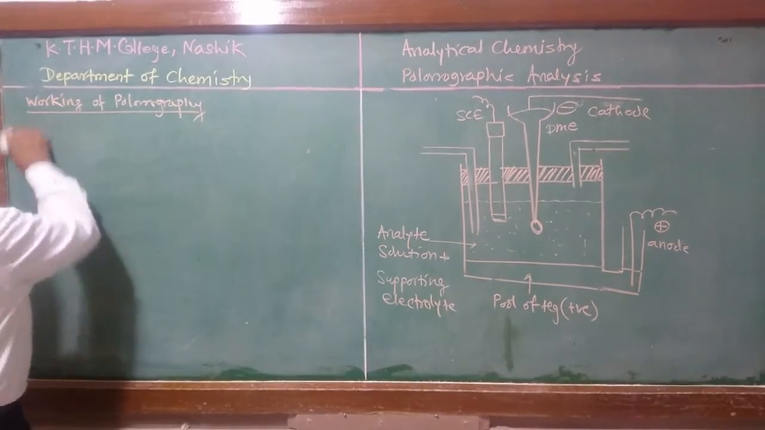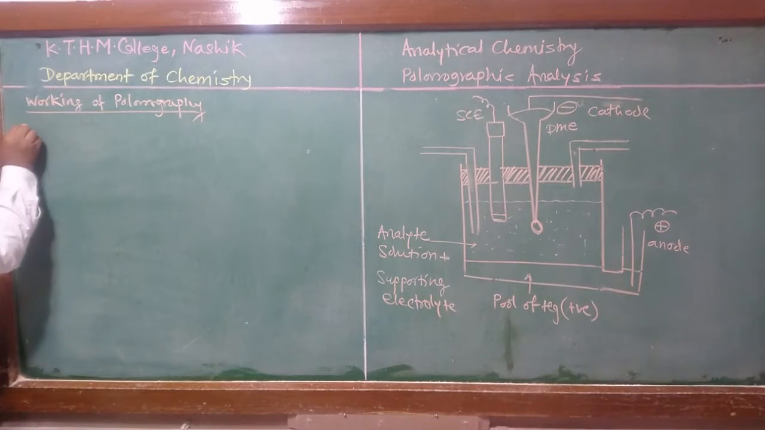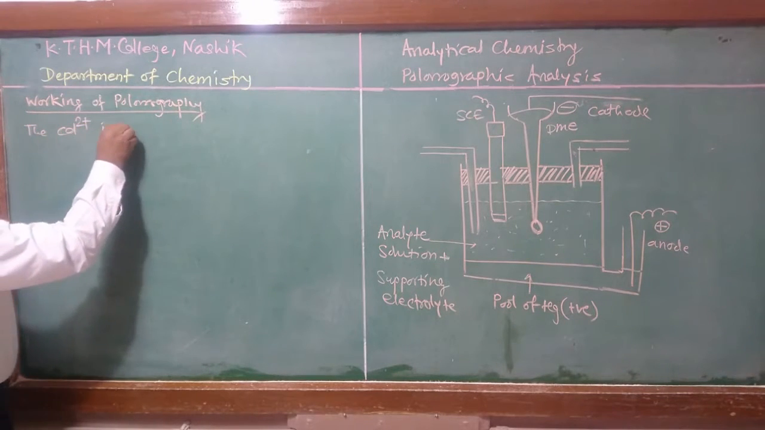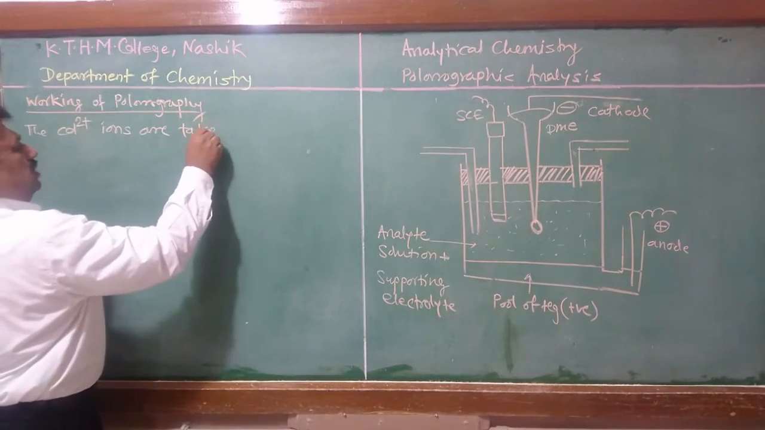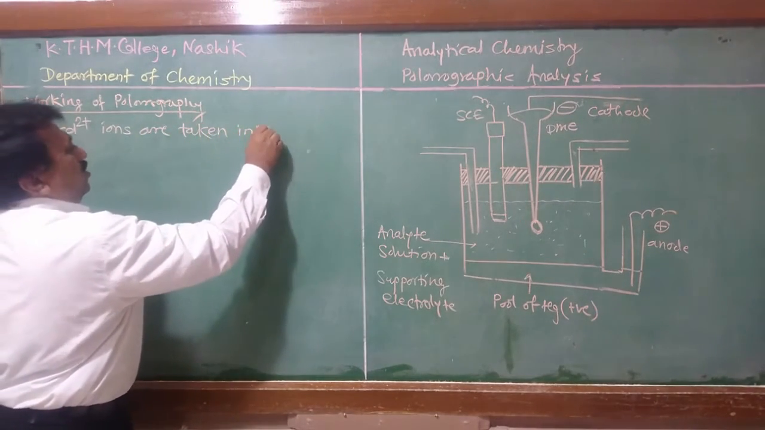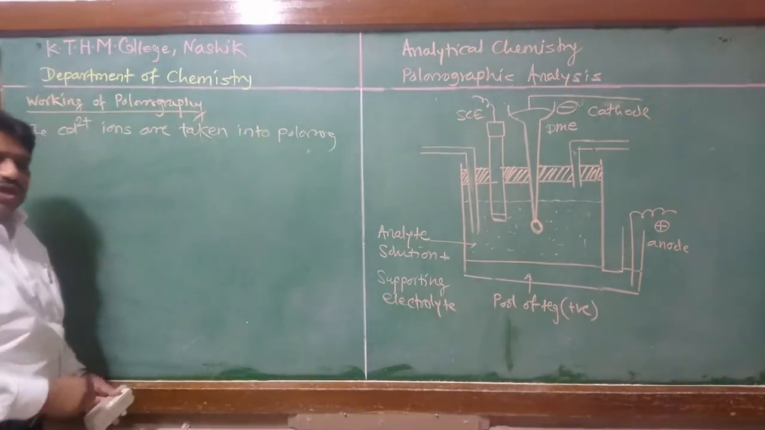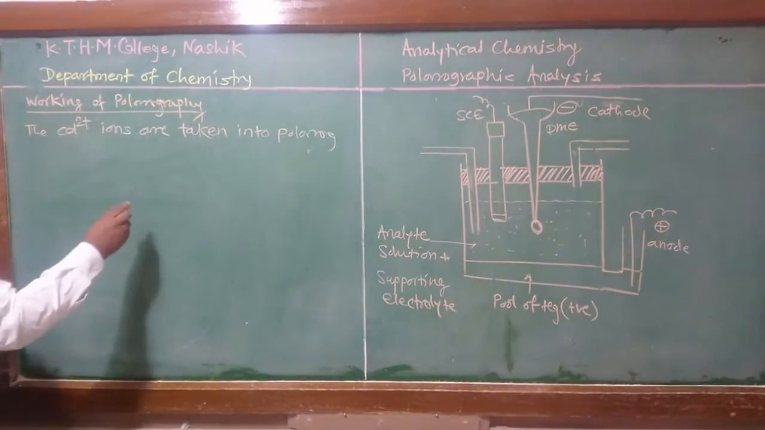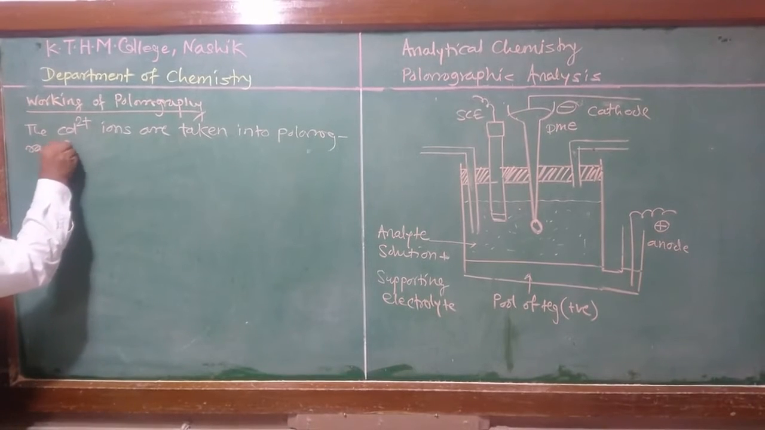Suppose, for example, cadmium 2 plus ions are taken into the polarographic cell. That means here we have to analyze cadmium ion. Therefore, the polarographic cell.